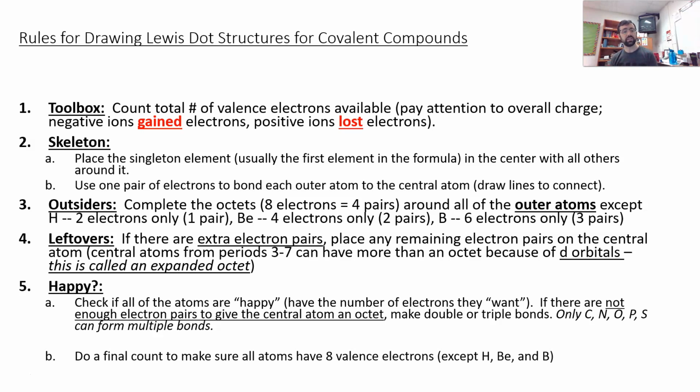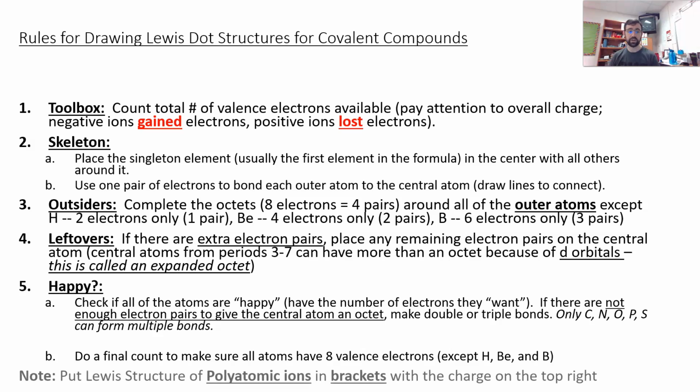Then we want to do a final count to make sure that all of the atoms have 8 valence electrons. Again, our exceptions are hydrogen, beryllium, and boron, because hydrogen wants 2, beryllium wants 4, and boron wants 6 valence electrons, not 8. Moving on to the next thing. Very last thing is putting the Lewis structure of a polyatomic ion in brackets. So if it's an ion, if it's got a charge, we have to draw brackets around it and then put the charge up at the top.